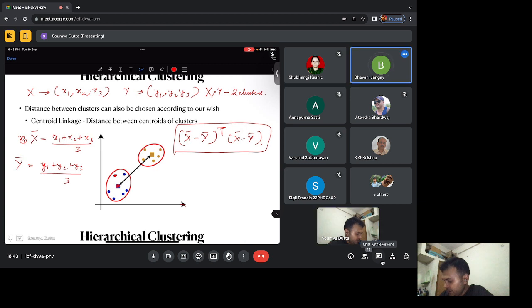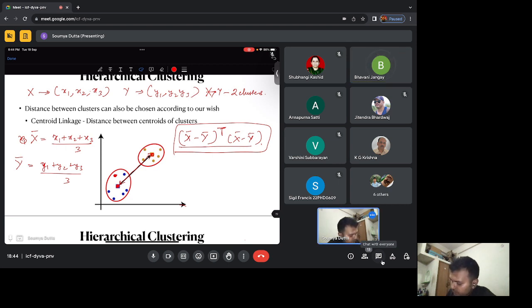What is it for the average, sir? For average, what will it be? The average is this one. You take the centroid of the two clusters and you get the distance between them. Right, but no, for average linkage it means... Oh, this is centroid linkage.